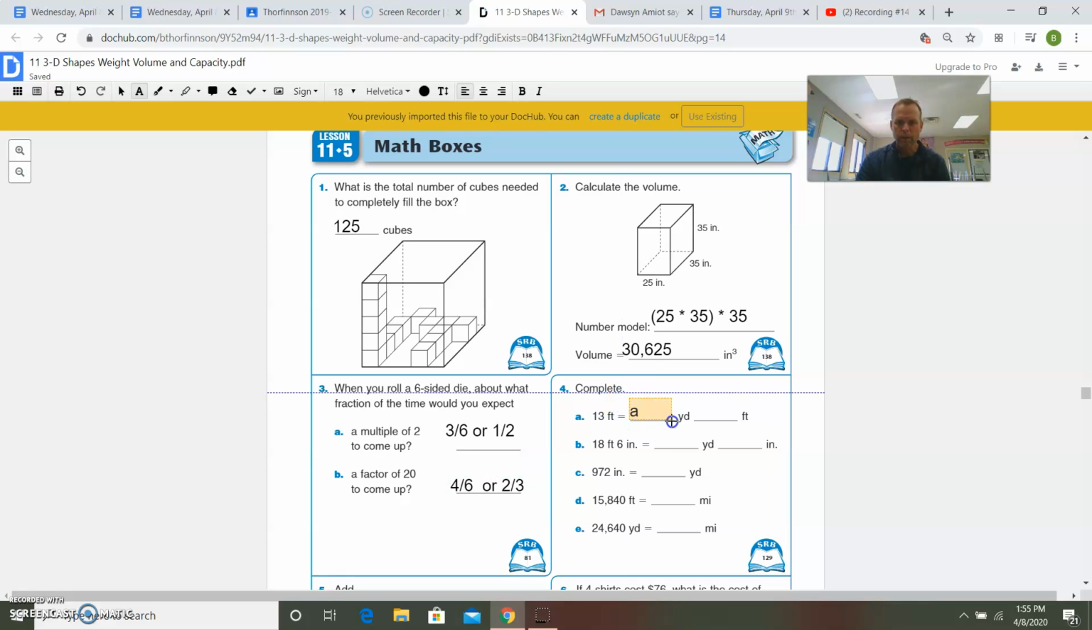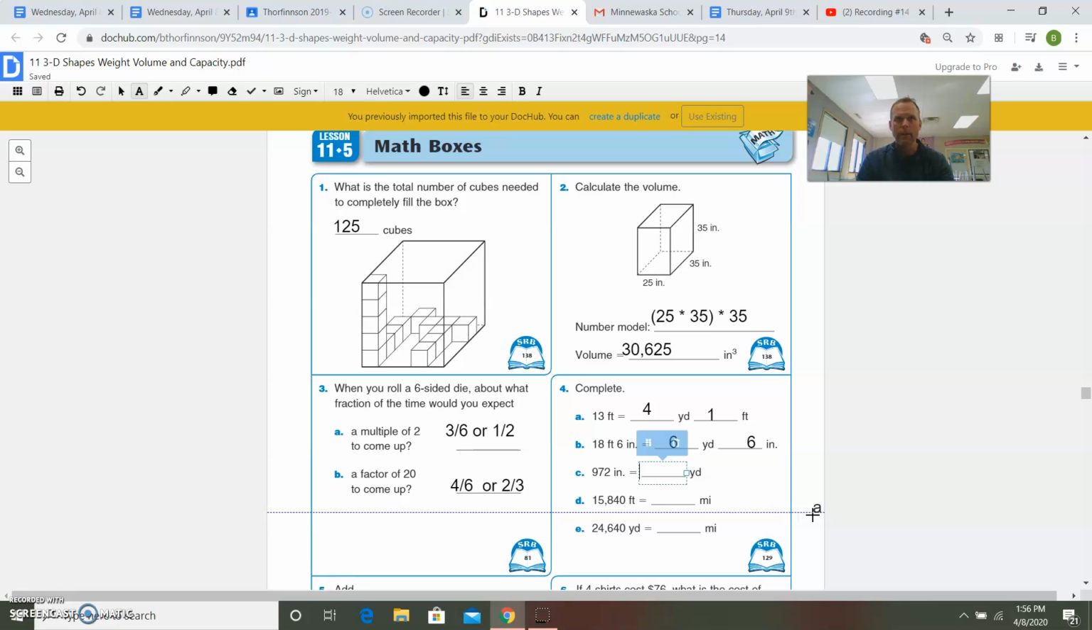On this one, 13 feet. How many feet in a yard? 3 feet in a yard. So if you had 13, you get 4 total yards, and you would have 1 foot left over. On this one, same type of problem, but you have 18 feet 6 inches, and we're going to yards. So out of 18, you could divide that by 3, get a total of 6 yards, and you would have those 6 inches left, 6 yards and 6 inches.